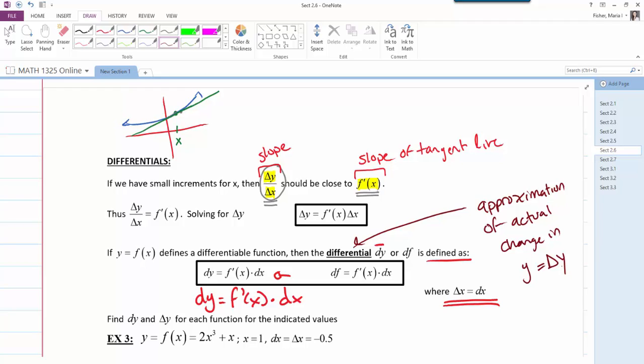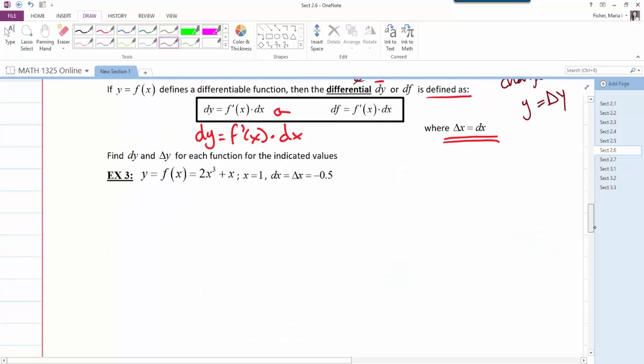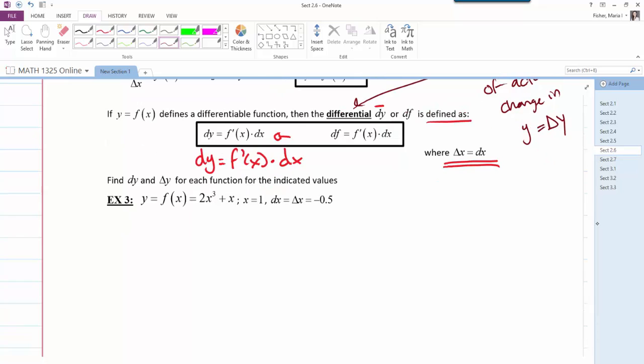All right, let's look at some examples when we're finding differentials. Example 3. Find dy and delta y for each function for the indicated values. So I get that y is equal to f of x, which is equal to 2x cubed plus x. We're given that x is equal to 1, and that dx, which is equal to delta x, is equal to negative 0.5. So let's start with finding delta y first, because we've had more experience with that.